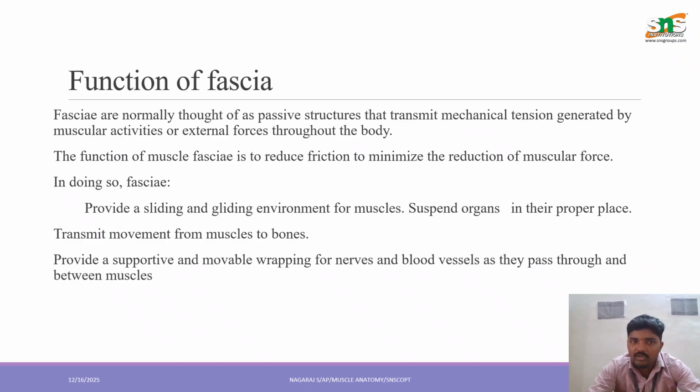Functions of the fascia. Fascia forms a passive structure that transmits the mechanical tension generated by muscular activity or external force throughout the body. The function of the muscle fascia is to reduce friction and minimize the loss of muscular force, providing sliding and gliding movement of the muscle, suspending organs in their proper place, transmitting movement from muscles to bone, and providing a supportive, movable wrapping for nerves and blood vessels that pass between muscles.